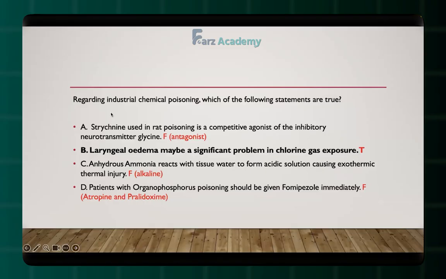Strychnine used in rat poisoning is a competitive agonist of the inhibitory neurotransmitter glycine is false. It's actually an antagonist. Laryngeal edema may be a significant problem with chlorine gas exposure is true. Anhydrous ammonia reacts with tissue water to form acidic solution, causing exothermic thermal injury, is false. It actually forms an alkaline solution. And patients with organophosphorus poisoning should be given fomepizole immediately is again false, because the treatment, as we talked about earlier today, is atropine and pralidoxime.